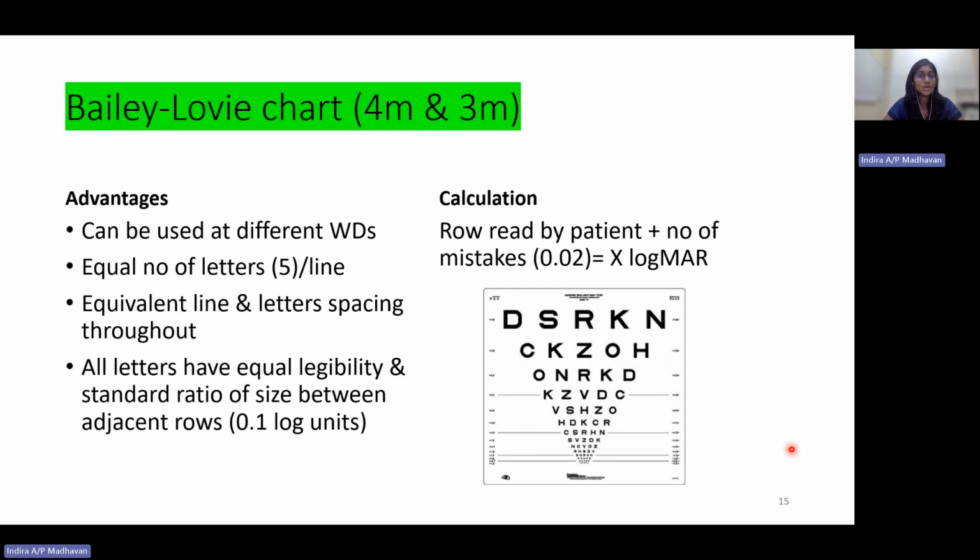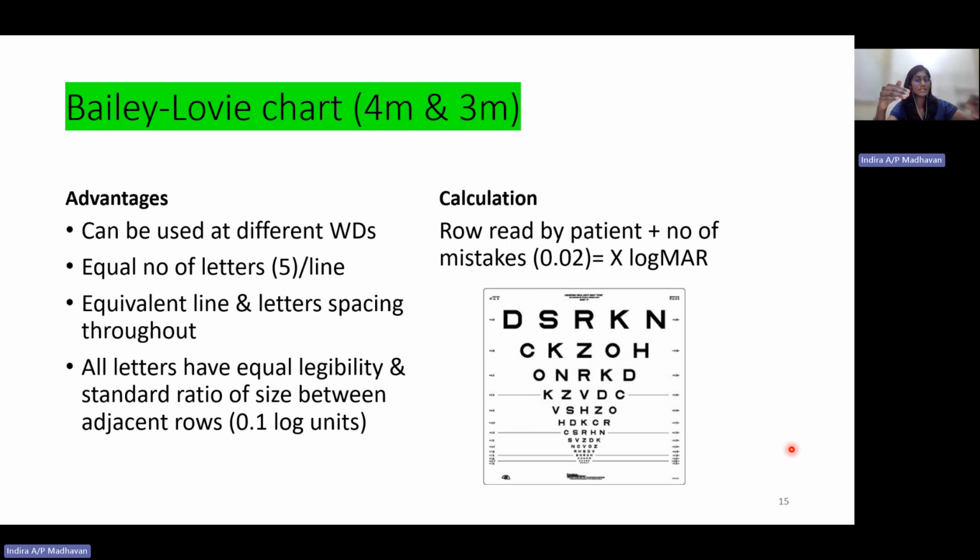Next is the Bailey-Lovie chart. The Bailey-Lovie chart is the standard chart, and there are two types: one is the 4-meter chart and the other one is the 3-meter chart. We have both. We're going to look at the difference between the 4-meter and 3-meter chart, but before that, we have to know the advantage of this chart.